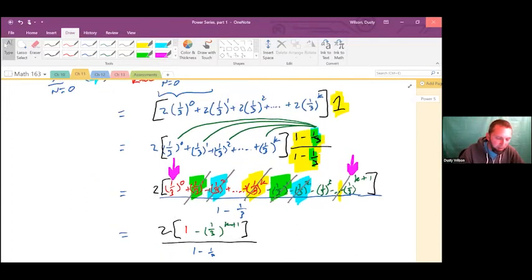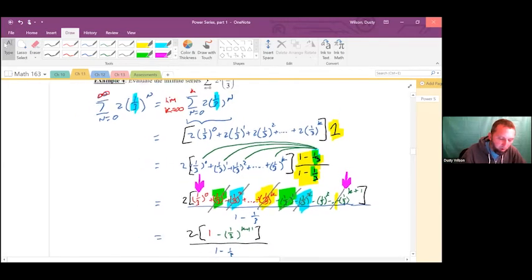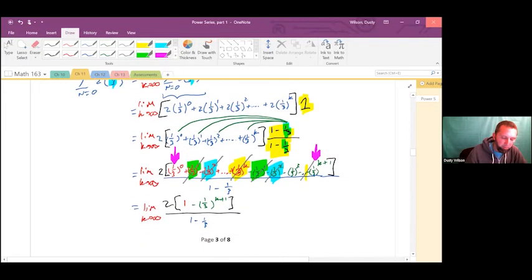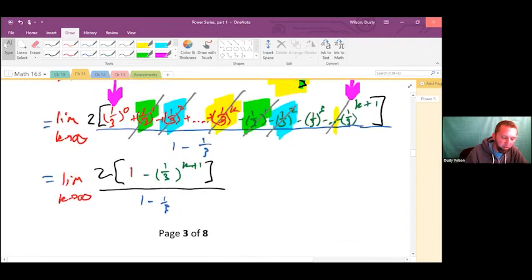Now, if we back up a little bit, remember that there was a limit out front. So let's go back, now that we've done all this hard work, and add those limits and see what happens. So there's a limit as k goes to infinity at each step. So what is that limit?